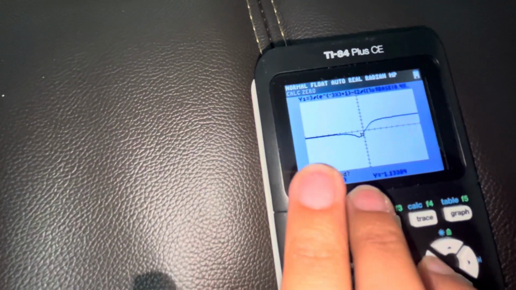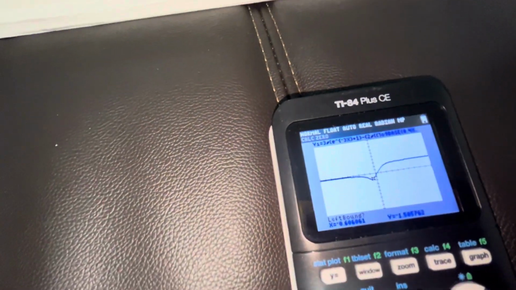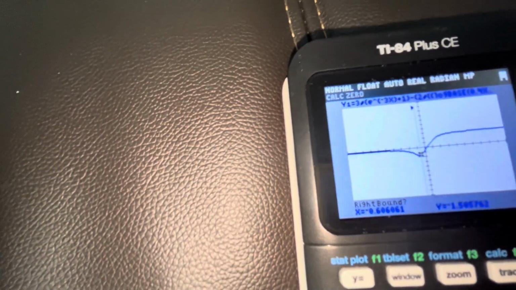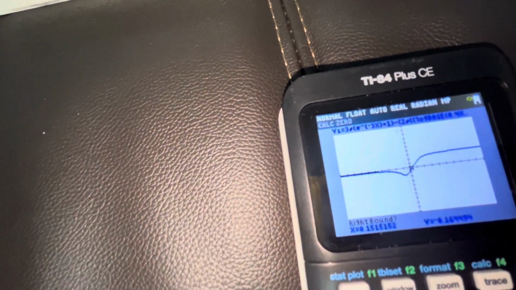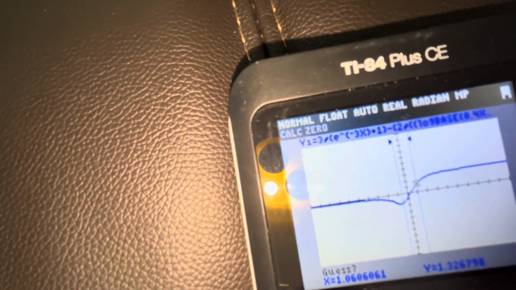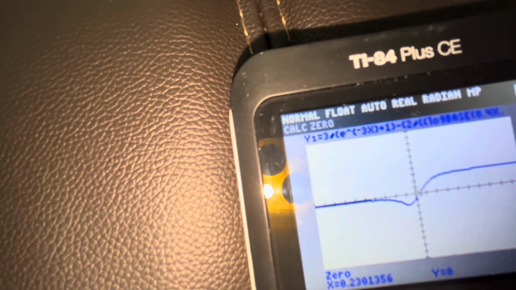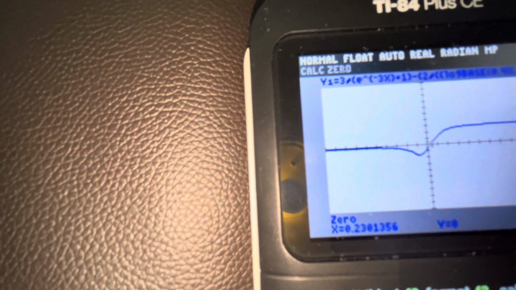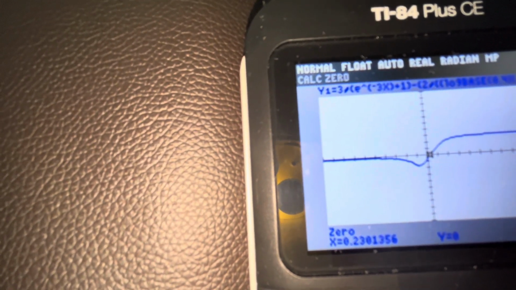So let's go, since we can kind of see where it cuts through, we're going to go a little farther away from it. So this is the first line where it surrounds it on the left side, and then we're going to go on the right side of it, and then it'll give us the exact number. Okay, there you have it. So it cuts through the x-axis at x equals 0.2301356. But of course, we are going to round it to the third decimal.